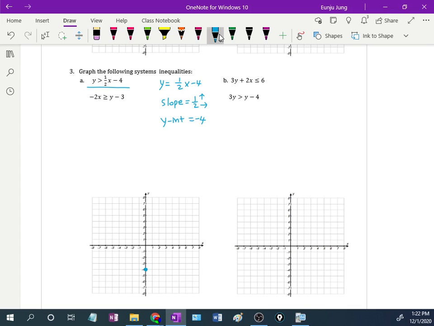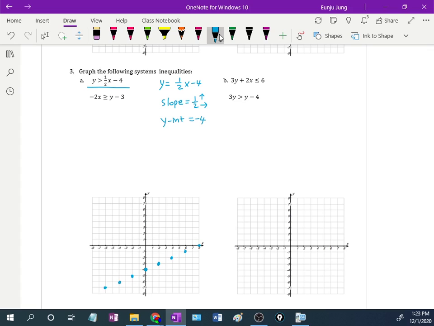So 1 up, 2 to the right, 1 up, 2 to the right, 1 up, 2 to the right, and we repeat, and that is going to be a line. 1 down, 2 to the left. By using the different direction, we can form a straight line, just like that.